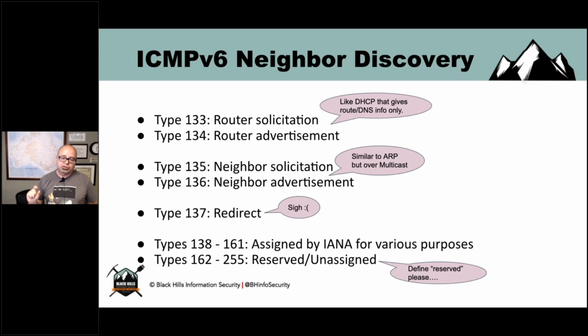Back to address resolution protocol. The way it works is neighbor solicitation and neighbor advertisement. And this is pretty much a direct mapping of address resolution protocol only in an IPv6 and a multicast world. And then there's type 137, which is our ICMP redirect.